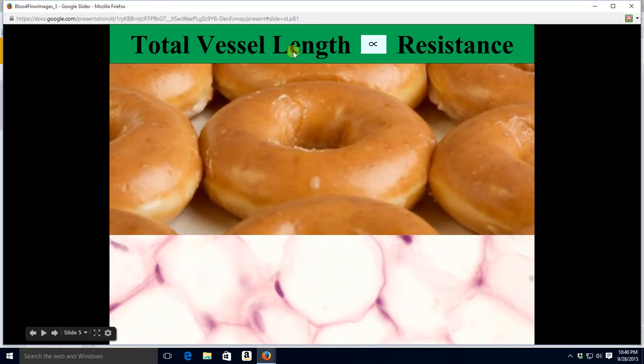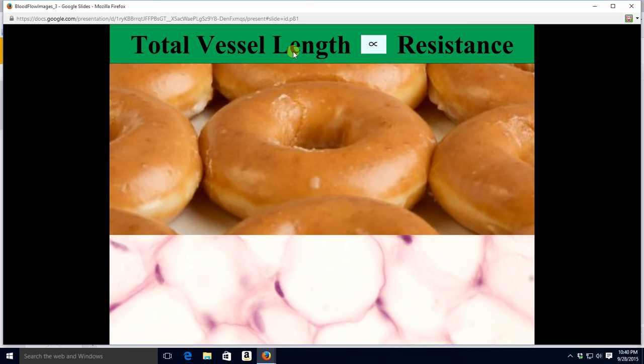And as total blood vessel length goes up, resistance is going to go up as well. A longer straw will have more friction than a shorter one. That just makes sense. Now bear in mind, if your resistance goes up, it puts a greater workload on the heart. So the heart has to generate more pressure.